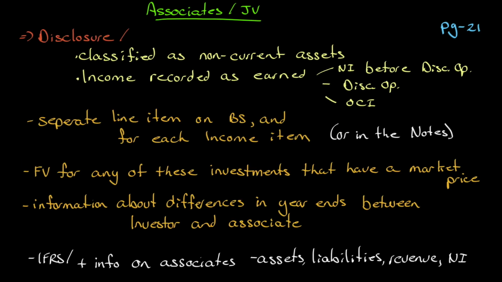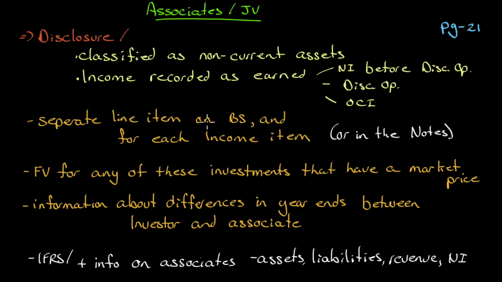All right, let's look at disclosures. We know already it's classified as a non-current asset. We know that income is recorded as earned. Net income before discontinued operations shows up on our statements the same way. Anything from discontinued operations has to show up on our statements the same way, and anything that shows up in the associate's other comprehensive income has to show up in ours. Income is recorded as earned by the associate.